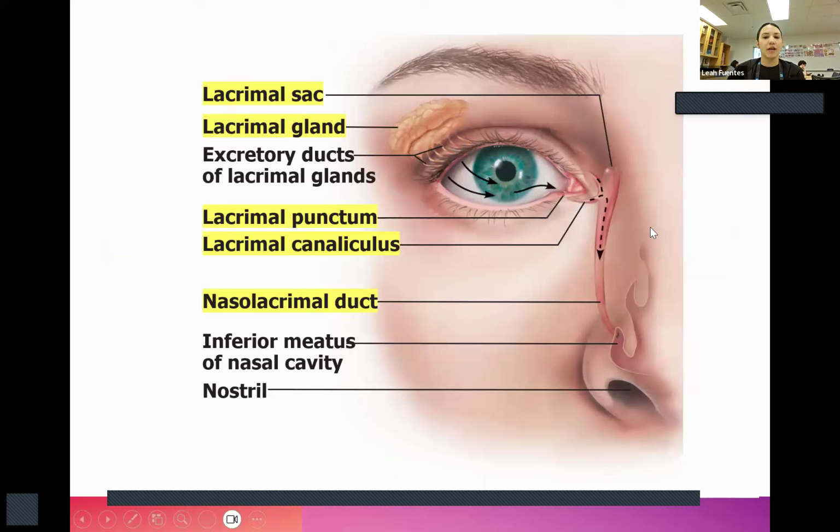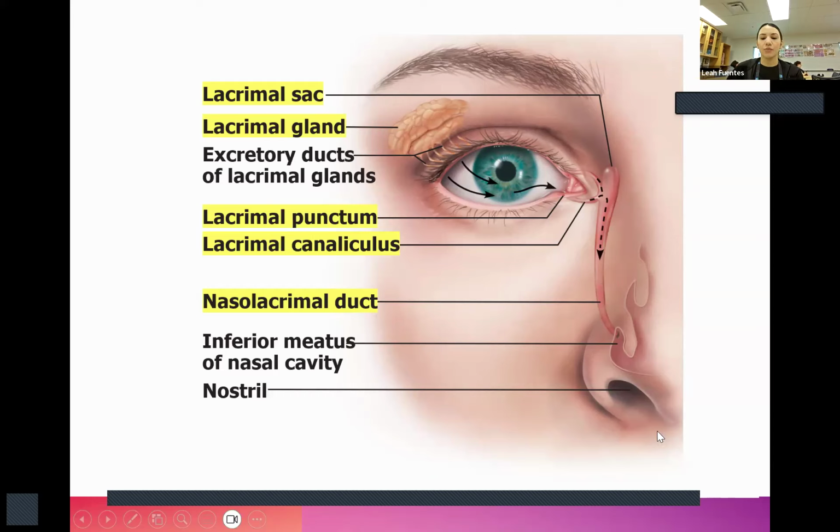Okay, and then we also have the lacrimal sac and the lacrimal glands. So here is the lacrimal gland. You'll also need to be able to identify this on the model. The lacrimal gland, we can see the pathway that it takes to the lacrimal sac, which then produces our tears. This is getting a little more into detail, but we do have the lacrimal punctum in here, and then the lacrimal canaliculus. I don't think specifically you'll have to identify these, but they are good to know. You will need to be able to identify the nasolacrimal duct, which is in here.